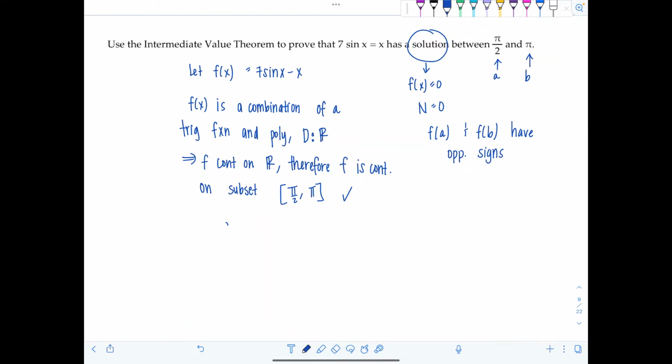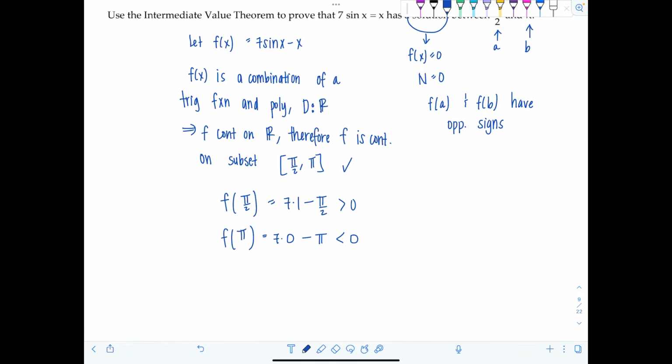Now we have to check what f of a and f of b are. So f of pi over 2 and f of pi. So 7 times sine of pi over 2, that's 7 times 1 minus pi over 2. Well, I know 7 is bigger than pi over 2, so this is positive. And then f of pi would be 7 times sine of pi is 0 minus pi. So we have 0 minus pi, which is less than 0. So if n is 0, n is for sure less than f of pi over 2 and greater than f of pi.